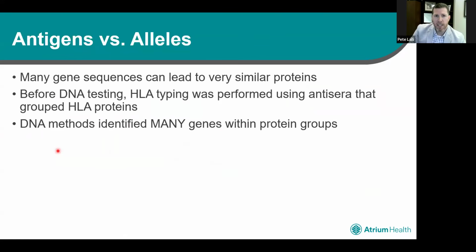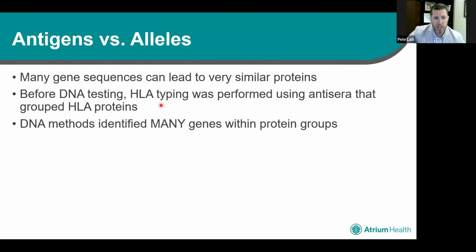So when we talk about HLA typing, there's two different concepts that we look at. I mentioned before that we have these general HLA protein groups. Well, when we look at those, we can break them down into what we call alleles. And these are going to be the different genetic sequences that lead to the final protein that we have. So there are many gene sequences that can lead to very similar proteins.